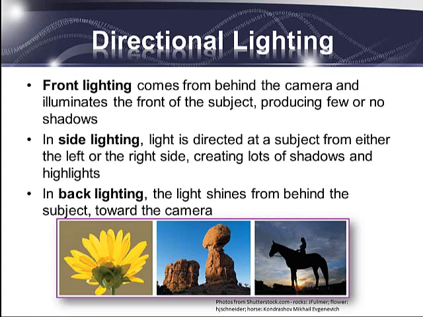Front lighting comes from behind the camera and illuminates the front of the subject, producing few or no shadows. In side lighting, light is directed at the subject from either the left or right side, creating lots of shadows and highlights. In backlighting, the light shines from behind the subject towards the camera. Shape and outline of the subject are emphasized, but other details are mostly lost in shadow.